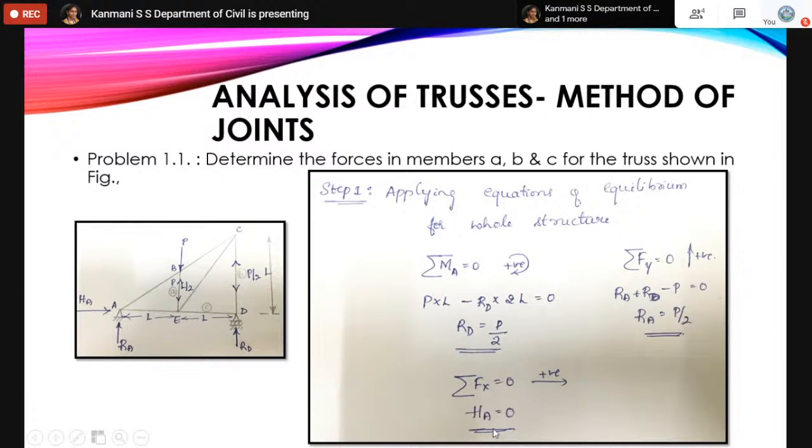If you apply summation Fx equal to 0, the only horizontal force we have is HA, which directly becomes equal to 0. If we apply sigma Fy equal to 0, P is moving downward, so minus P plus RA plus RD is equal to 0. Therefore, RA is equal to P minus RD. RD is nothing but P by 2, therefore RA will become P by 2. So this is finding the support reactions of the truss.